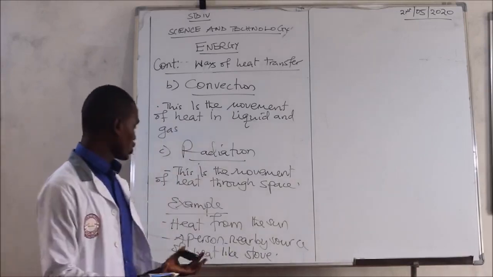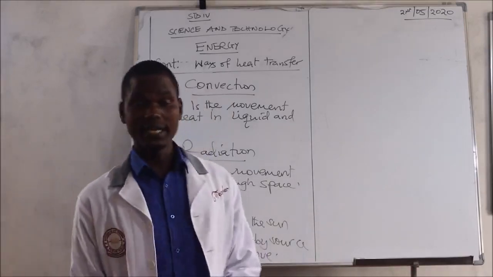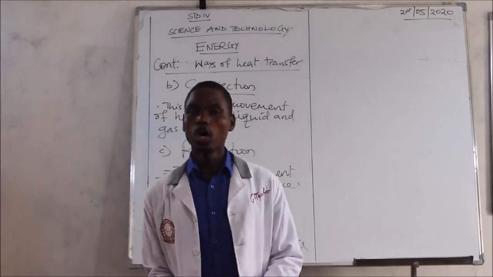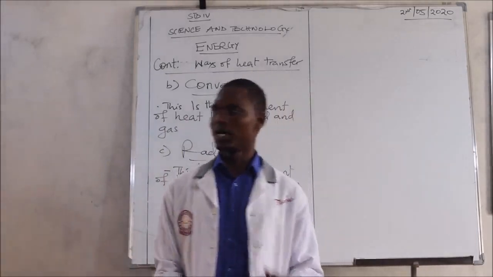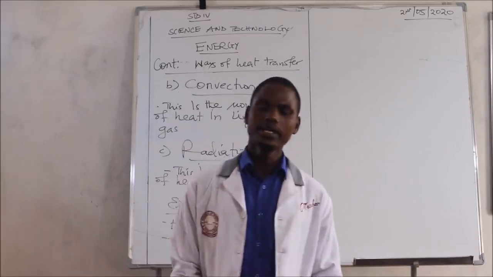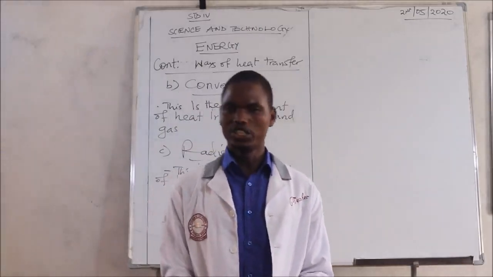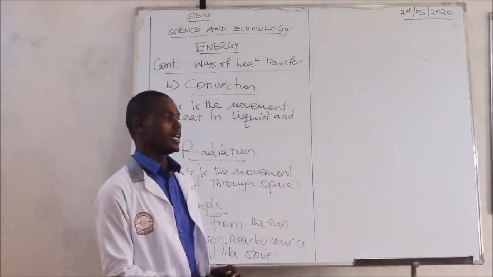Now when you are nearby a source of heat, like a stove, as I've said, you will get that heat, though you are not touching the source of heat directly. There is a space between you and the source of heat. Therefore we say you get heat by radiation.